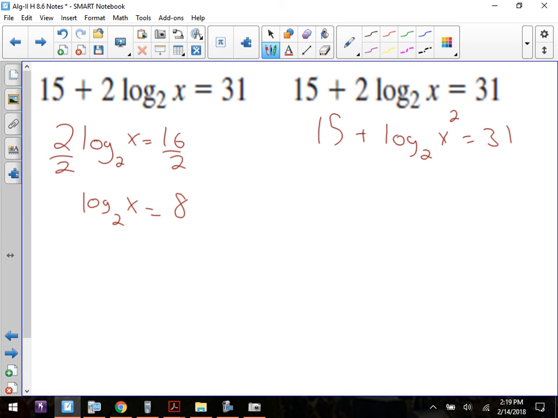Which means what do I do? I exponentiate it with a 2. 2 to the log base 2 of x is just x. 2 to the 8th, I think, is 256, if I'm not mistaken. The reason I remember that is that just last hour we did 2 to the 7th, and I remember it being 128, as opposed to 220.